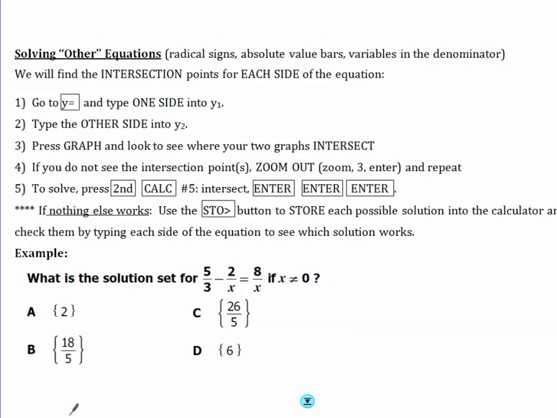Now, if we have any other type of equation, we cannot use the app because that's only for polynomials. So if we have radicals, absolute values, or variables in the denominator, we have to use a different method. So I'm going to go to y equals, type one side of the equation into y1 and the other side into y2. So I'm going to type this into y1 and this into y2.